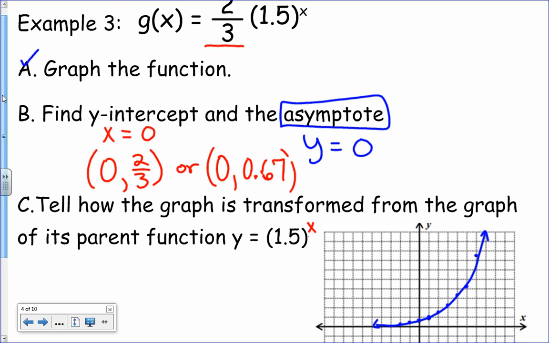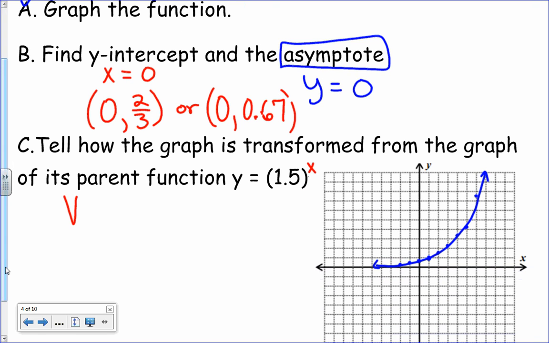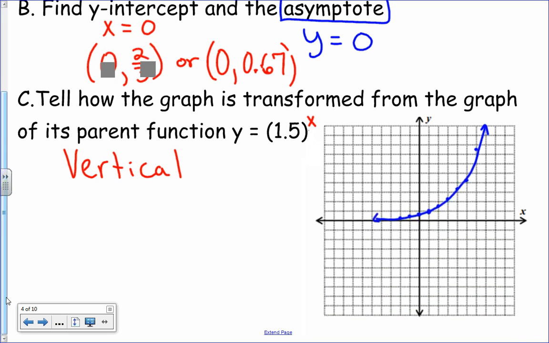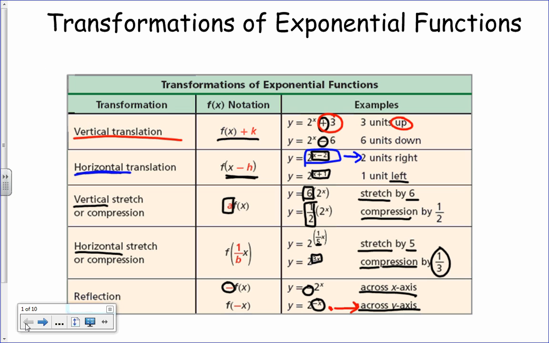Okay, so we're going to figure out how it was transformed. The only thing that's different is this 2/3 in the front, and it's outside, so we know that it has to be vertical. All right, and it's attached to the outside with multiplication. So multiplication is either a stretch or compression. If you look back at the chart, we're talking about vertical, it's multiplied, so it's either stretch or compression. When it is a fraction, it is compression.